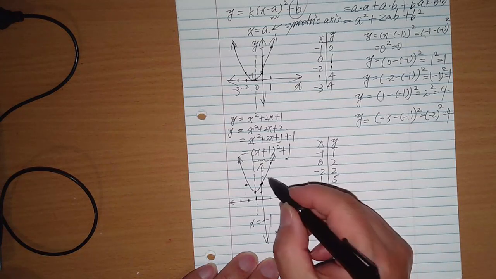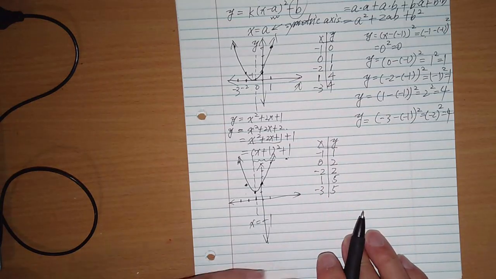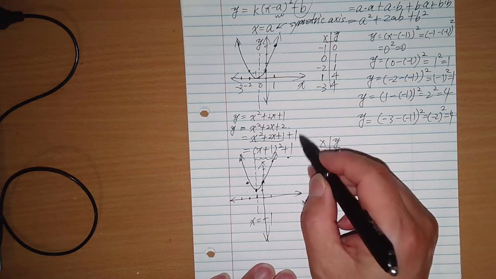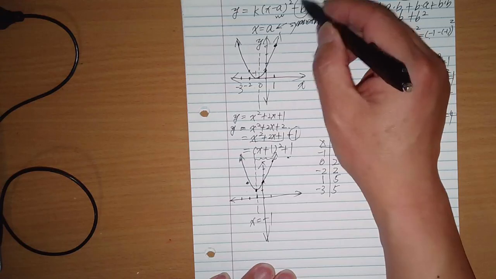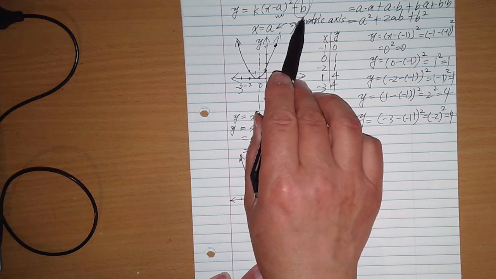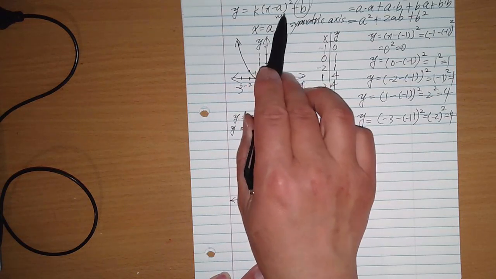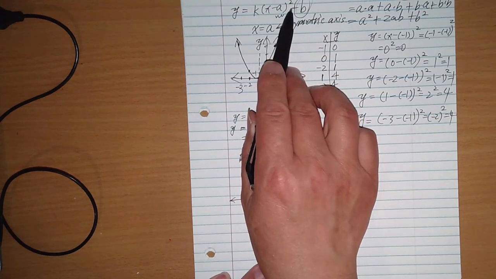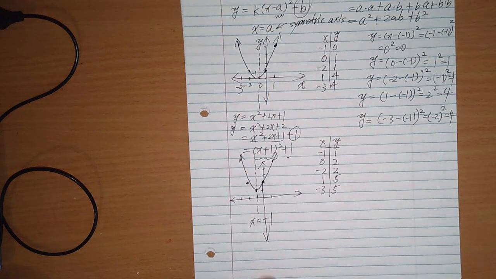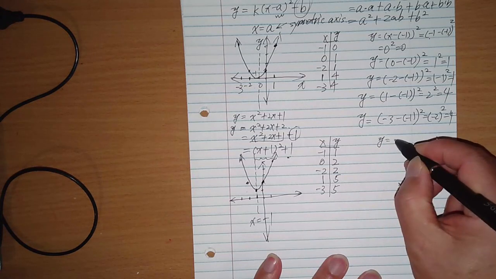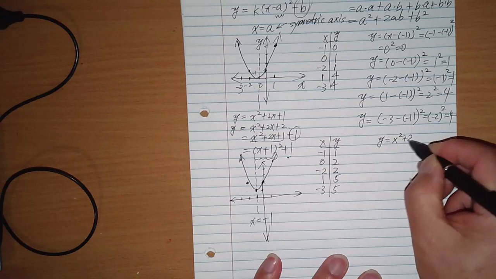Notice if you compare this graph and this graph, basically the graph shifts upwards by 1, right? Which is exactly this with this. In other words, when we look at this form, we know the axis of symmetry is A, and this is shifted up if the B value is a positive value. Again, we can find another equation, say y equals x squared plus 2x.